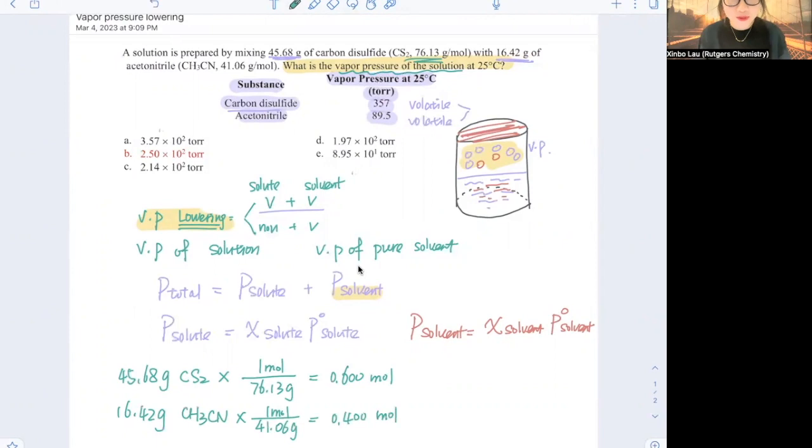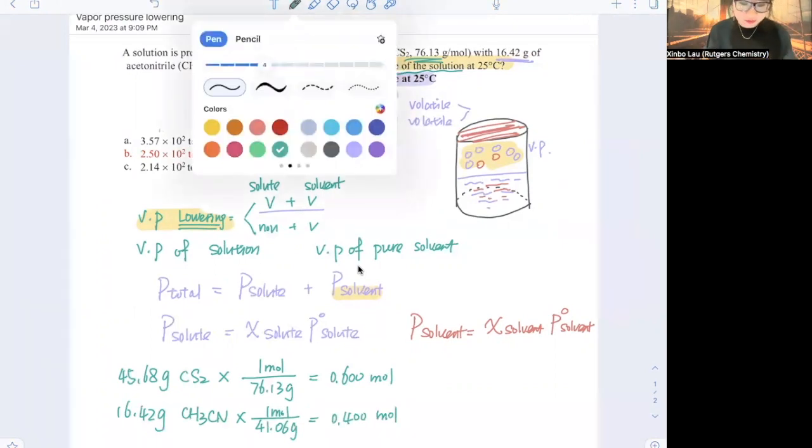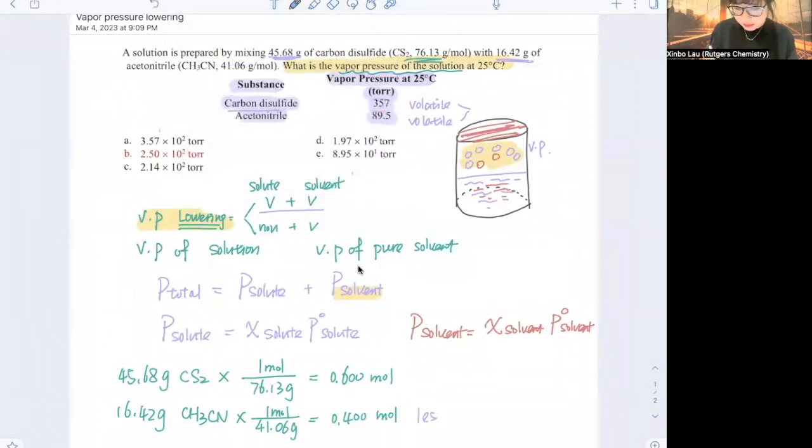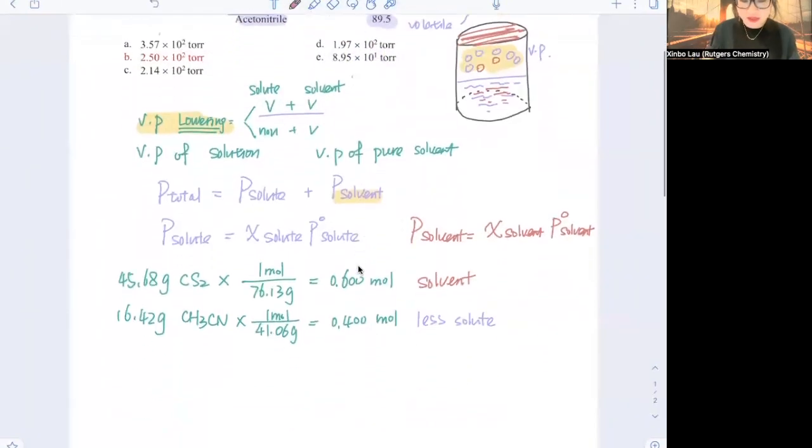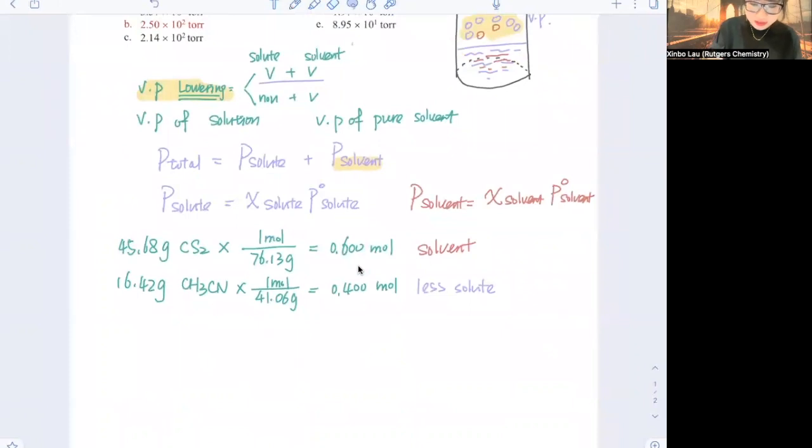Okay, so now at this point we are able to determine which one is solute and which one is solvent by comparing which one we have more of in moles. This one has less, so that's our solute, and the other one will be our solvent, the one we have more of. Now we can do the calculation according to Raoult's law. I'm going to take that over, so we're going to follow this.